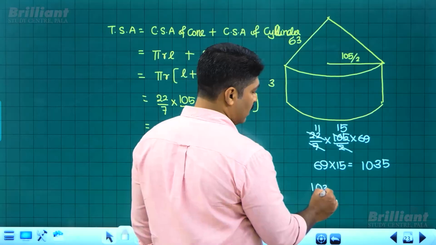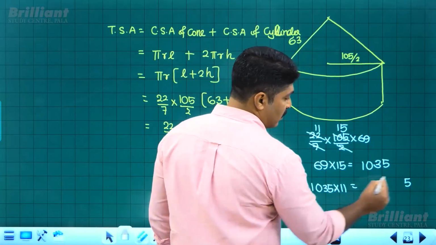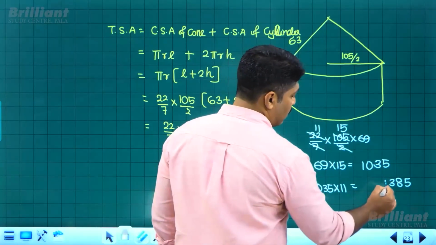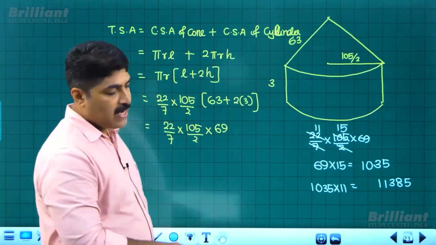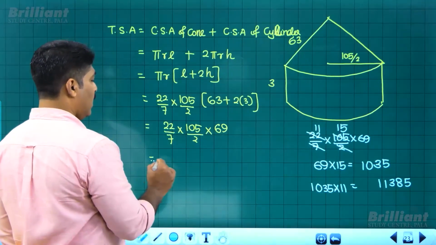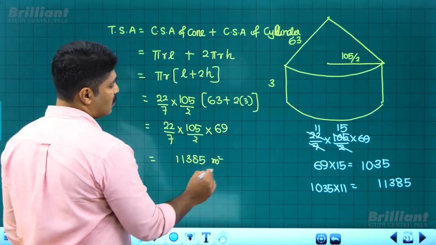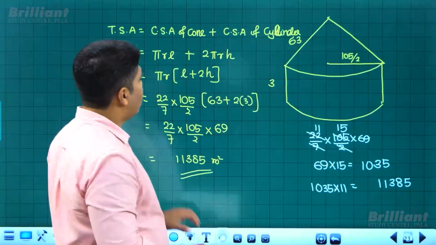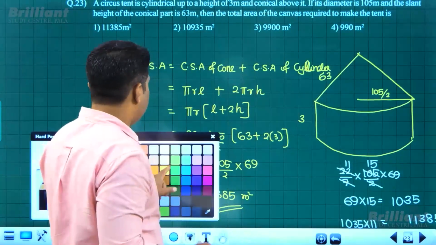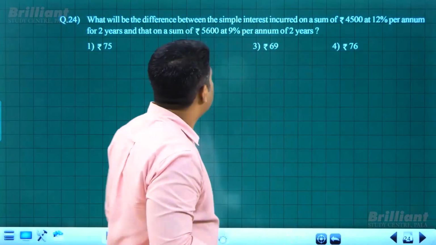So that is 1035 into 11. So first we write 5, then 3 and 5, add them, 8, 0 plus 3, 3, then 1 plus 0, 1, the last 1 is there. Therefore the answer is 11385. So here we can conclude that the area is 11385 meter square. So this is the answer here. So look at the options. So here the answer is the first option. Clear?